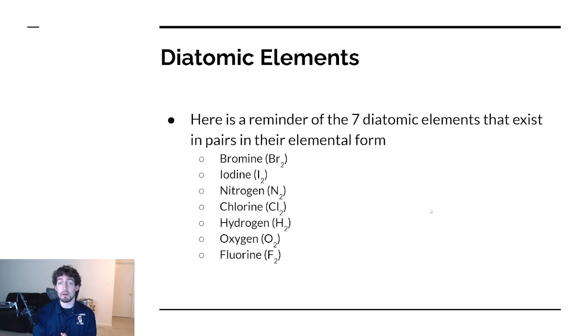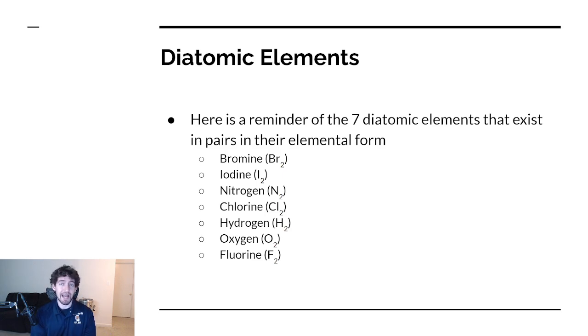The last thing to mention with the periodic table is that there are 7 elements on the periodic table that, when they exist in their purest elemental form, that is to say they are not bound chemically in a compound with any other different atom, are going to exist in pairs, hence the word diatomic. The prefix di means 2, so 2 atoms. There are 7 of these elements, and you have to have them memorized because we're going to have these types of questions and these elements on those questions.